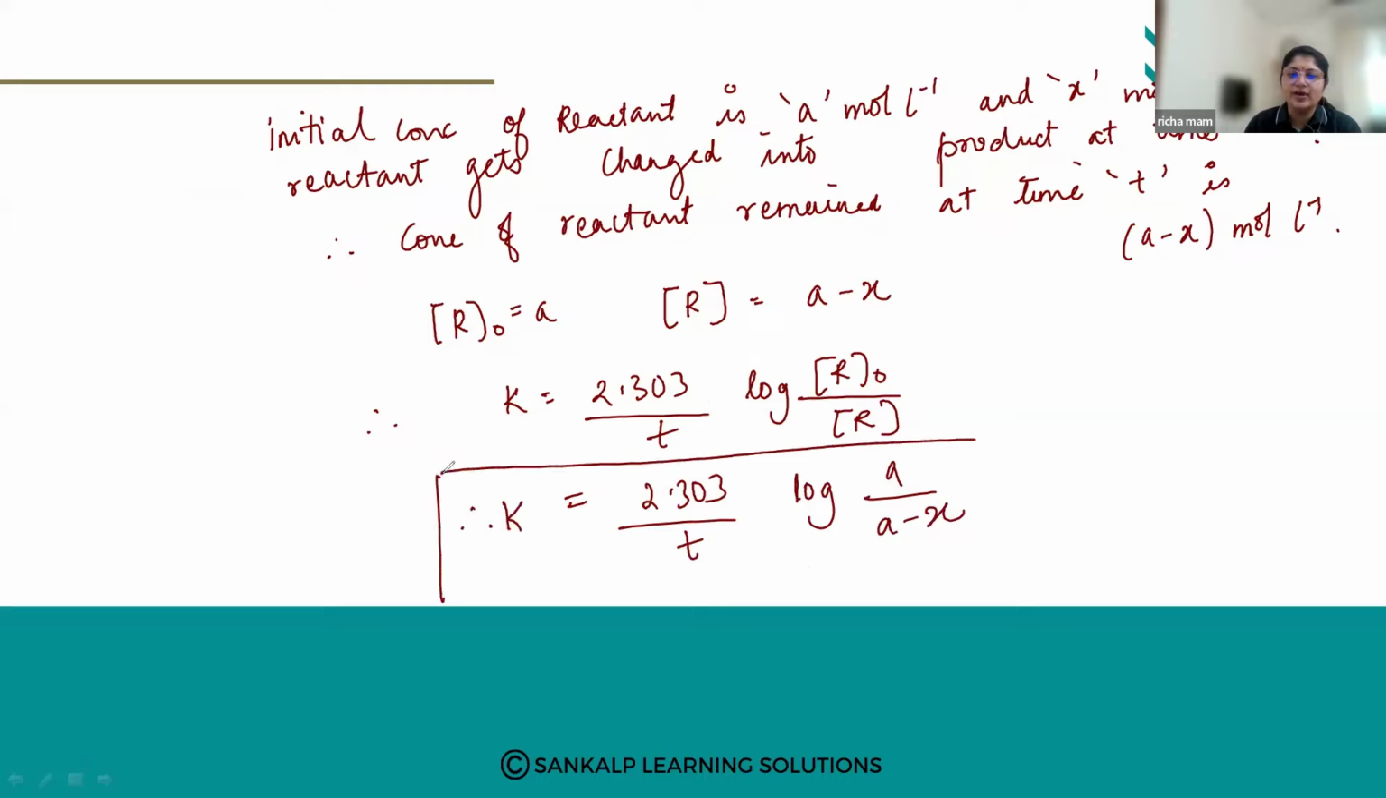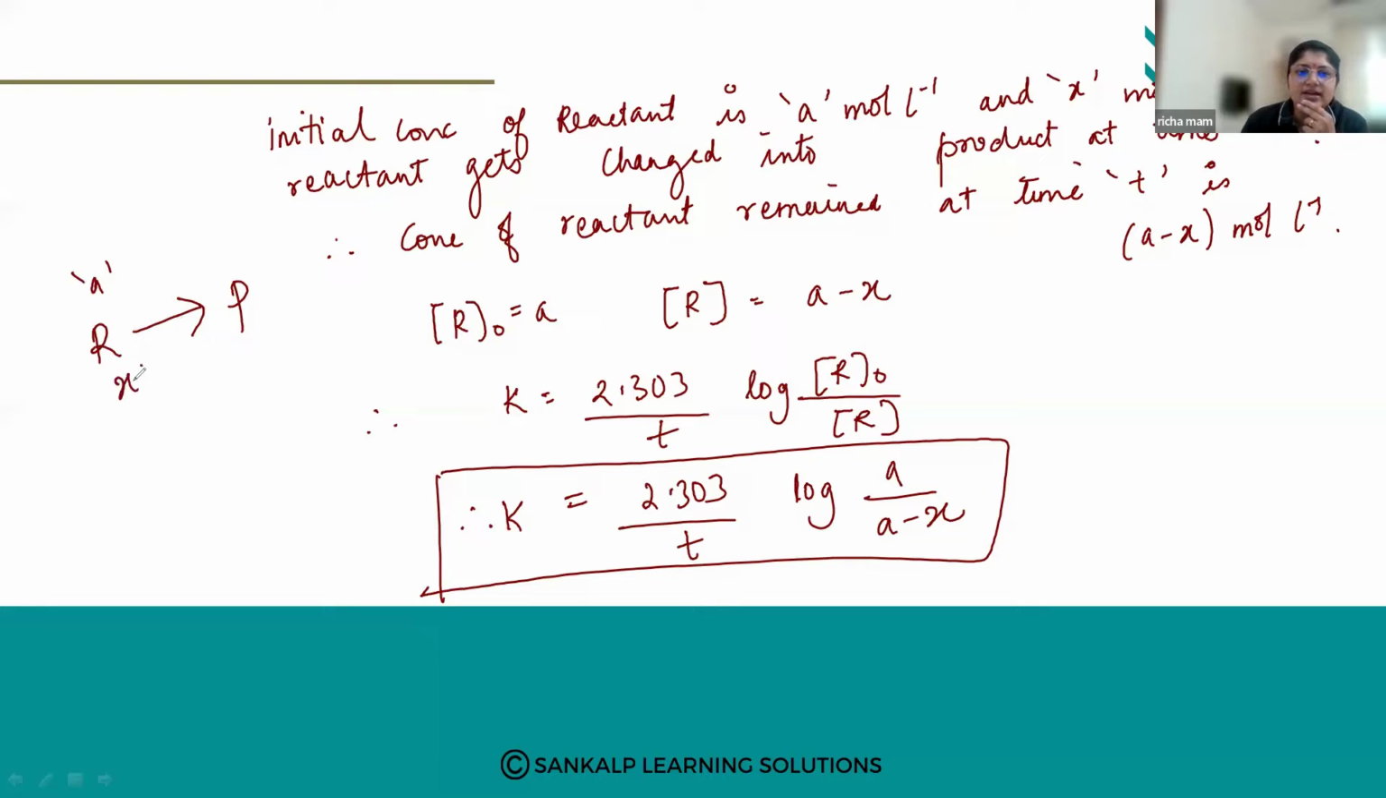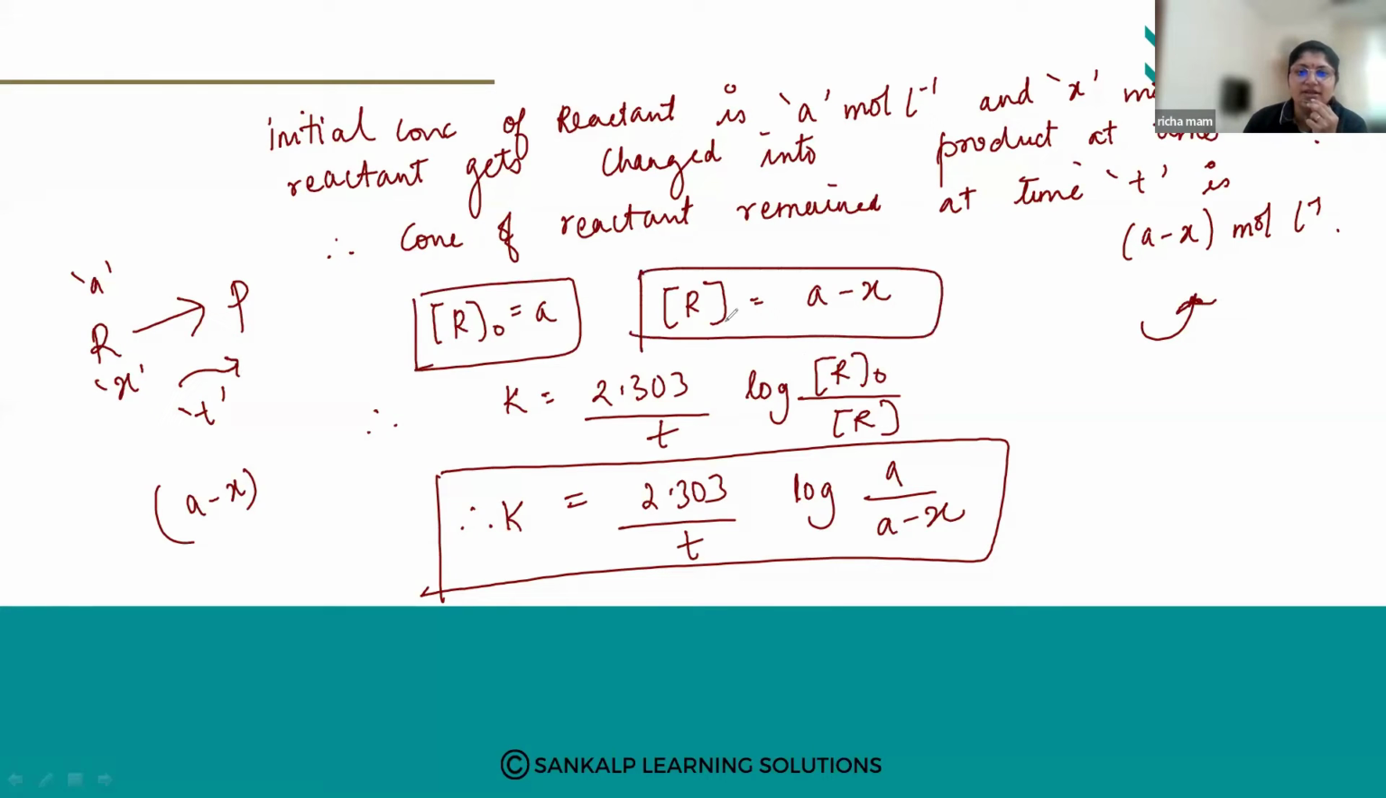So this is when the initial concentration of the reactant is A mole per liter and X moles of reactant are getting changed into the product at time T. T is the time taken. So how much concentration of reactant remains at time T? It will be A minus X. After some time T, this much has reacted and the initial is this much. So if you put these values in your first order equation, you're going to get this particular equation.